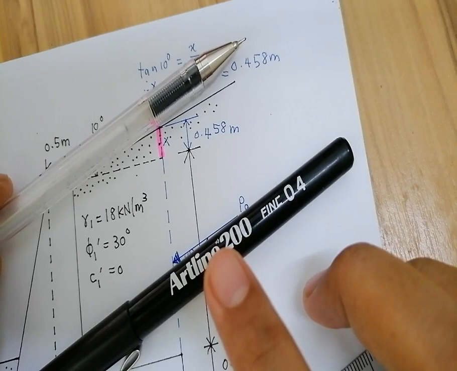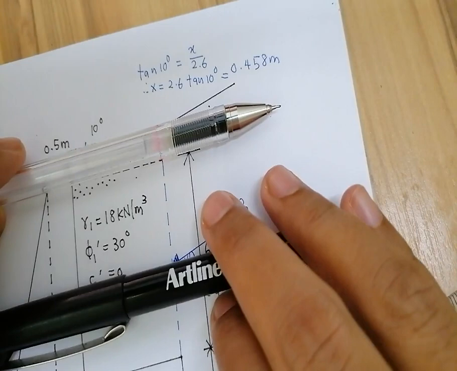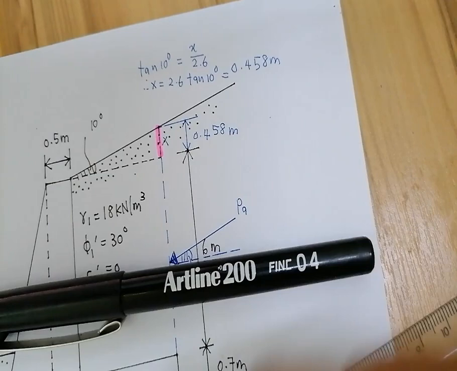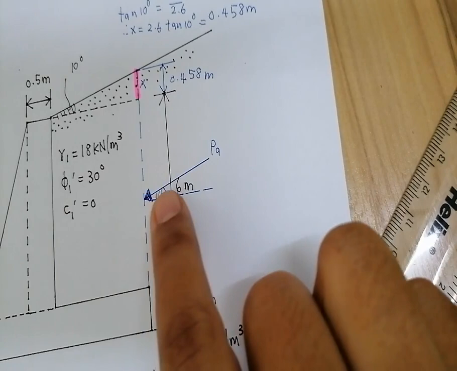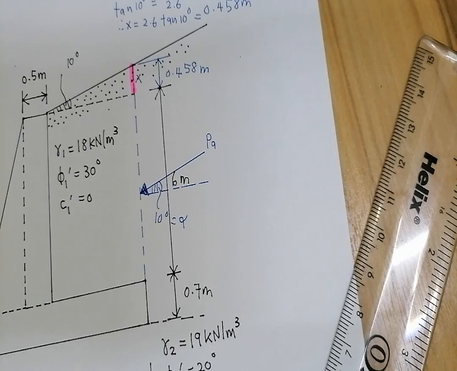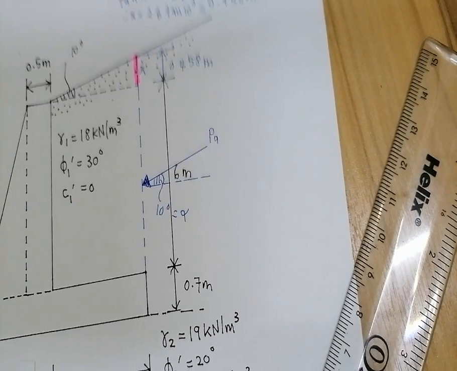If the backfill is horizontal, then your PA is also horizontal for Rankine theory. Okay? All right. So this is the direction. It is located at an angle of 10 degrees measured from the horizontal. So next, we got the PA. We have to resolve it, the same as with Coulomb. We have to resolve our PA into its components.